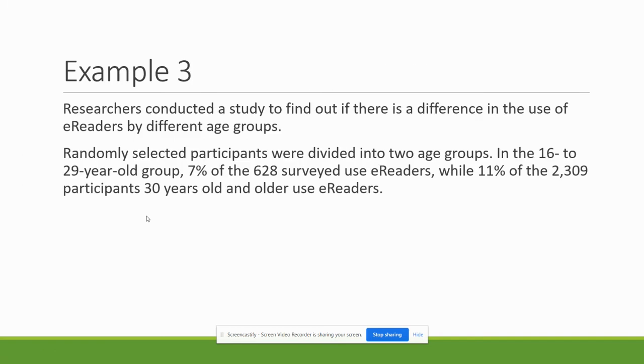Researchers conduct a study to find out if there's a difference in the use of e-readers by different age groups. Randomly selected participants were divided into two age groups. In the 16 to 29 group, 7% of the 628 surveyed used e-readers, while 11% of the 2,309 participants 30 and older used e-readers.